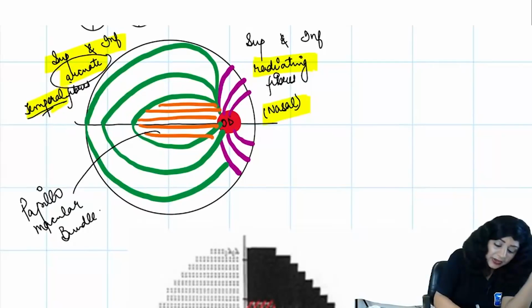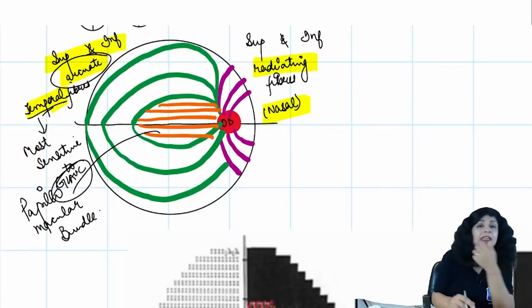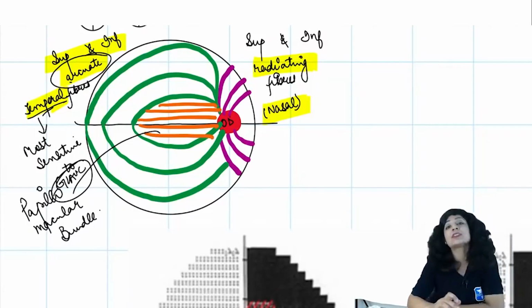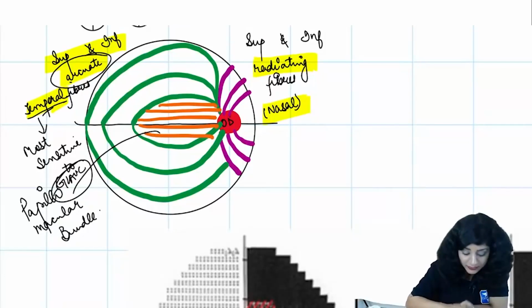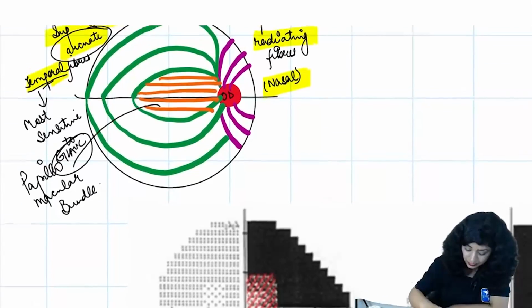So these arcuate fibers are the most sensitive fibers, which are affected in glaucoma, because these fibers are most sensitive to glaucoma. Therefore, what you are getting is the arcuate scotoma in cases of glaucoma. So always remember this thing. This distribution of fibers is again important, right?